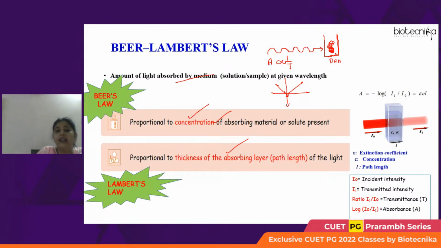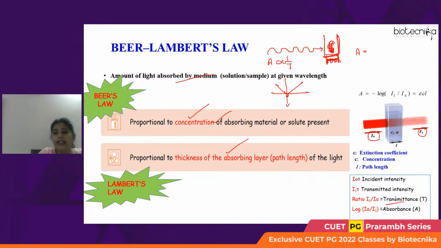And even the amount of light absorbed will be proportional to the thickness of the absorbing layer. So this is the path length, the thickness of the absorbing layer which is there. So let's suppose I0 is the intensity of incident light and I1 is the intensity of transmitted light. So according to Beer-Lambert's law, how can you plot the ratio for transmittance and absorbance?